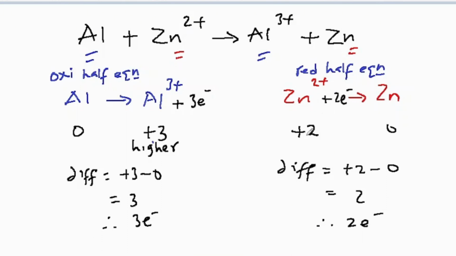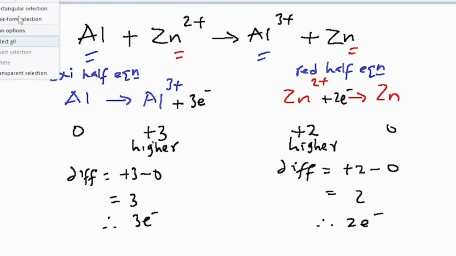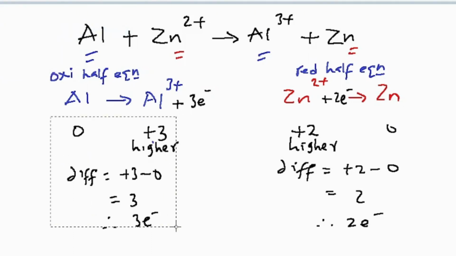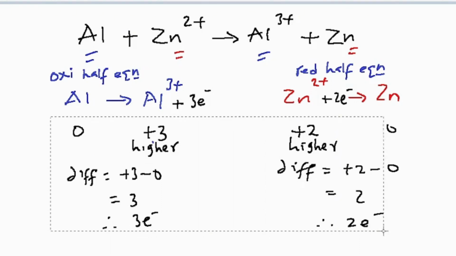Or in other words, you can say which side has higher charge. There's a higher charge here. We have plus 2, which is higher than 0. So you're adding electrons to the side with higher charge. So either way, you are going to get the same results. At this point, we will proceed to ensure that the number of electrons lost is the same as the number of electrons gained.